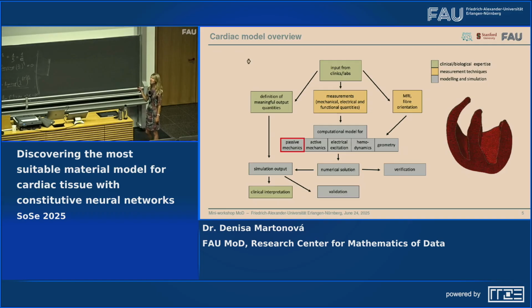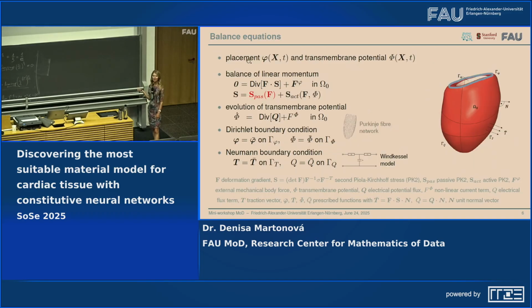Now a little bit of maths, or engineering: how we can translate this model into equations. The heart, as I said, is electromechanically coupled, so we have at least two field variables. This is the placement in the computational domain. The domain here is the left ventricle or biventricular model. Then we have the transmembrane potential, and we have to fulfill the standard equation, the balance of linear momentum.